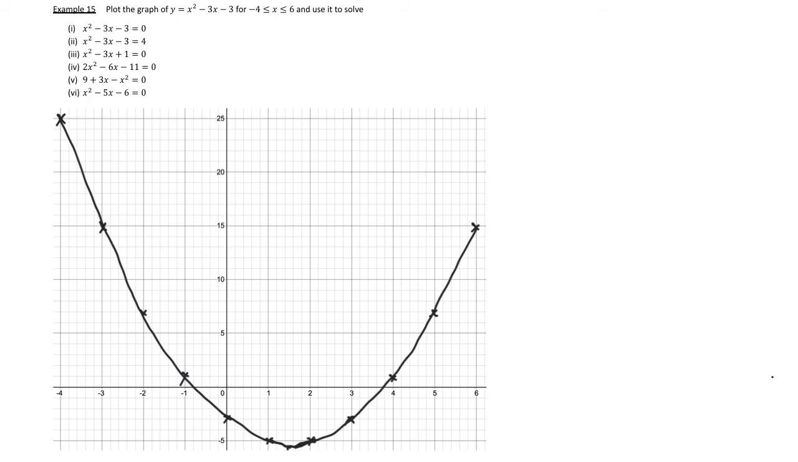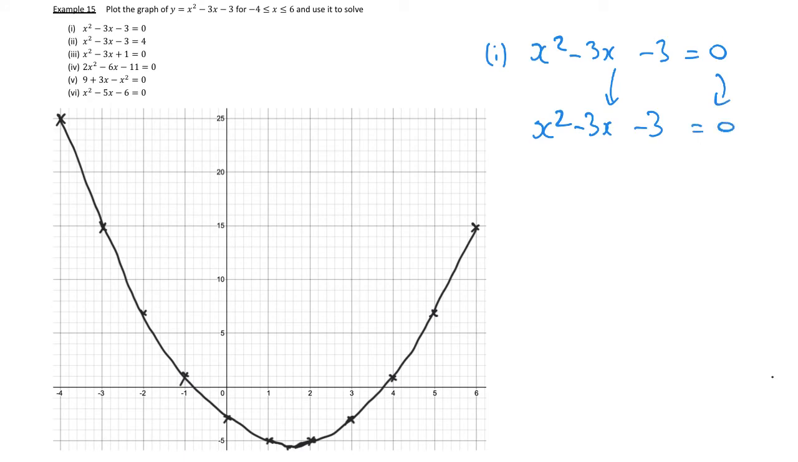So now we can solve the questions. Part 1 is x squared minus 3x minus 3 equals 0. We need to get from the equation to the graph. So the graph is x squared minus 3x minus 3. So we don't need to do anything to it. So then we don't need to do anything to the right hand side.